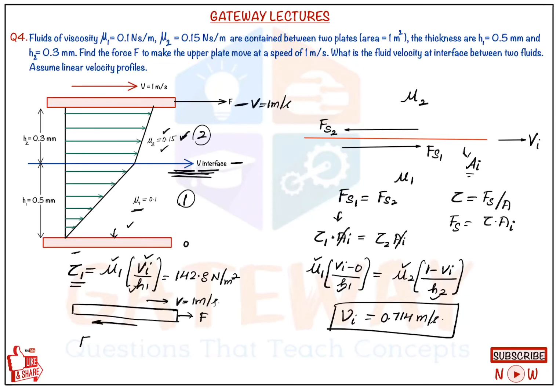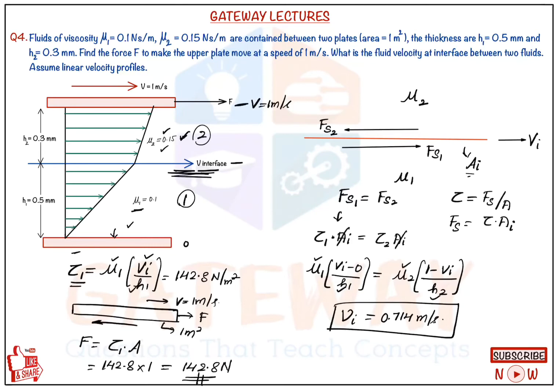From that we can calculate force as, we know tau is equal to F by A. From that F is equal to tau into A. So tau 1 into area of this plate, and the area of this plate is given as 1 meter square. So tau 1 is 142.8 Newton per meter square into 1 meter square. So the value of the force we will get as 142.8 Newtons.